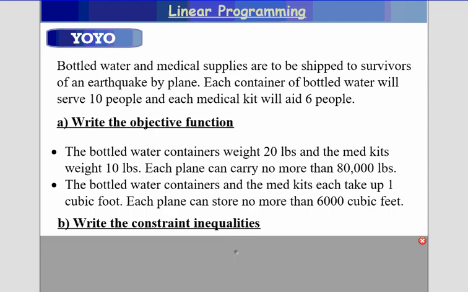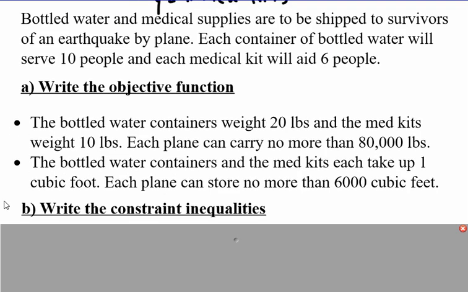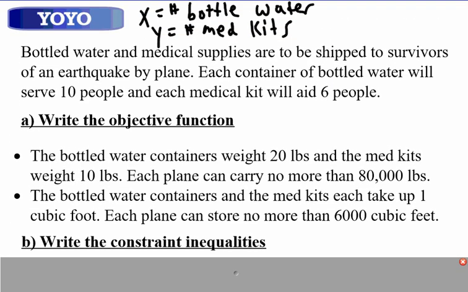I'm going to have you try setting up an objective function and writing the constraint inequalities. So it says bottled water and medical supplies are to be shipped to survivors of an earthquake by plane. Each container of bottled water will serve 10 people and each medical kit will aid 6 people. So we should probably have x equal the number of bottled water, and y is equal to the number of medical kits. The first thing you should probably do is actually define your variables. Now your task is to write what the objective function is. What are we trying to make as large as possible? And then write the two constraint inequalities.